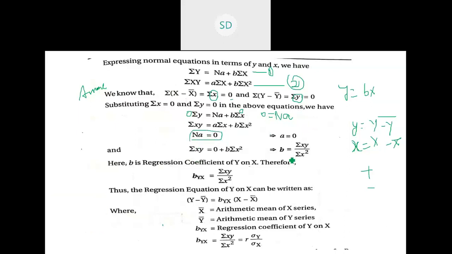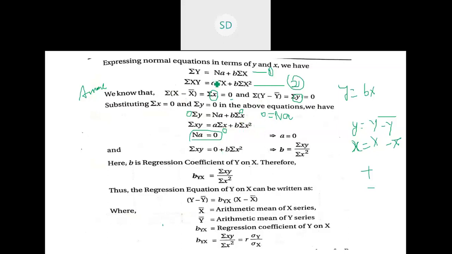Okay, now in the second expression, let us substitute 0. Here, xy will remain, because it is not x or y separately. So xy will remain. That you cannot assume as 0. So xy will remain as it is. Then a into sigma x. Sigma x we have taken 0. So that 0 will be considered here. Then b into sigma x square. So x square cannot be 0.